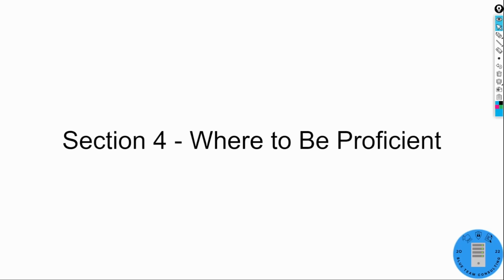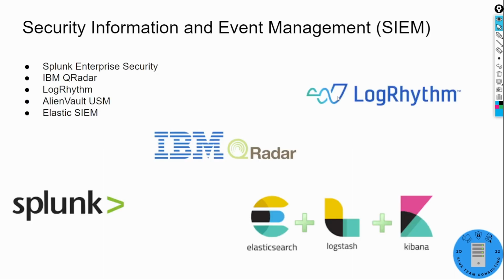All right, wrapping it up with section 4, where to be proficient, kind of where to go next. So you definitely need to be proficient in a SIEM if you're trying to land a blue team role. Pick one that you like. These are some of the leading industry SIEMs that we have out there. If you don't know what a SIEM is, it's basically doing big data analytics.